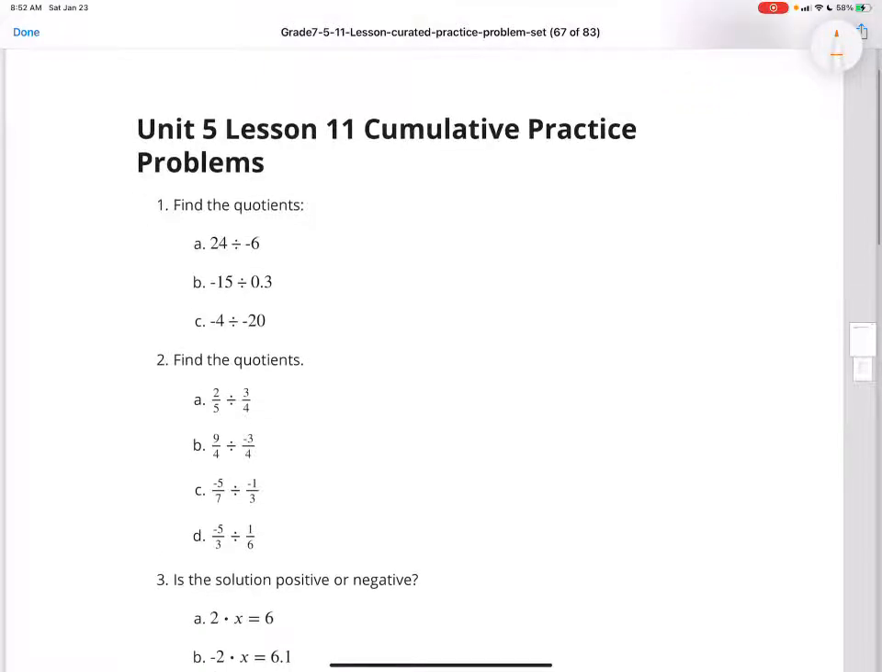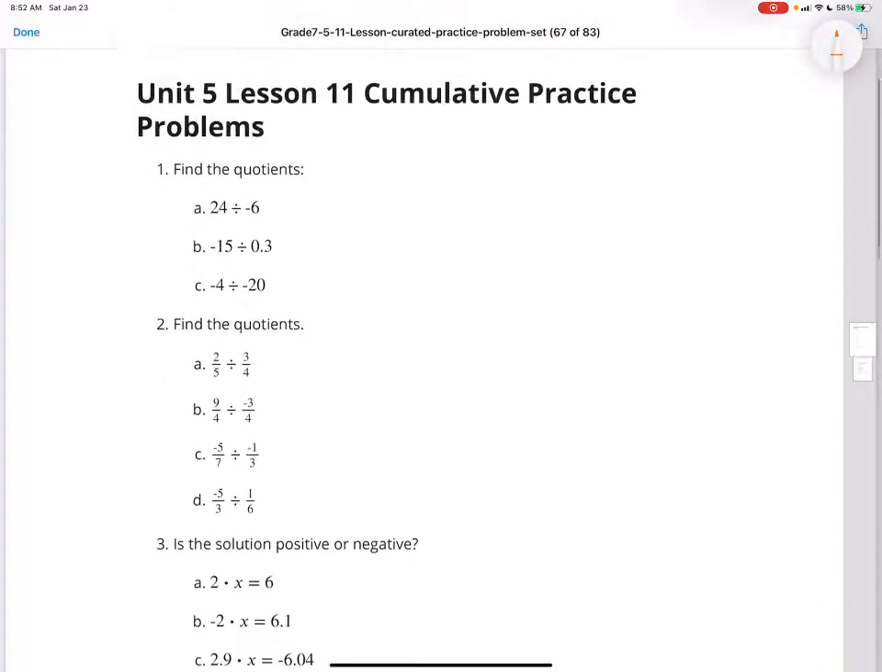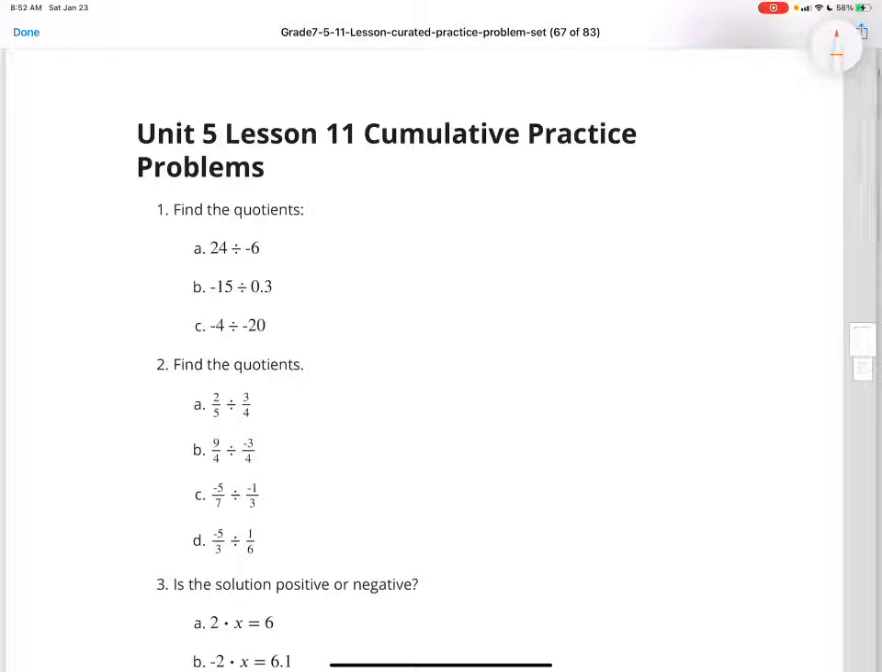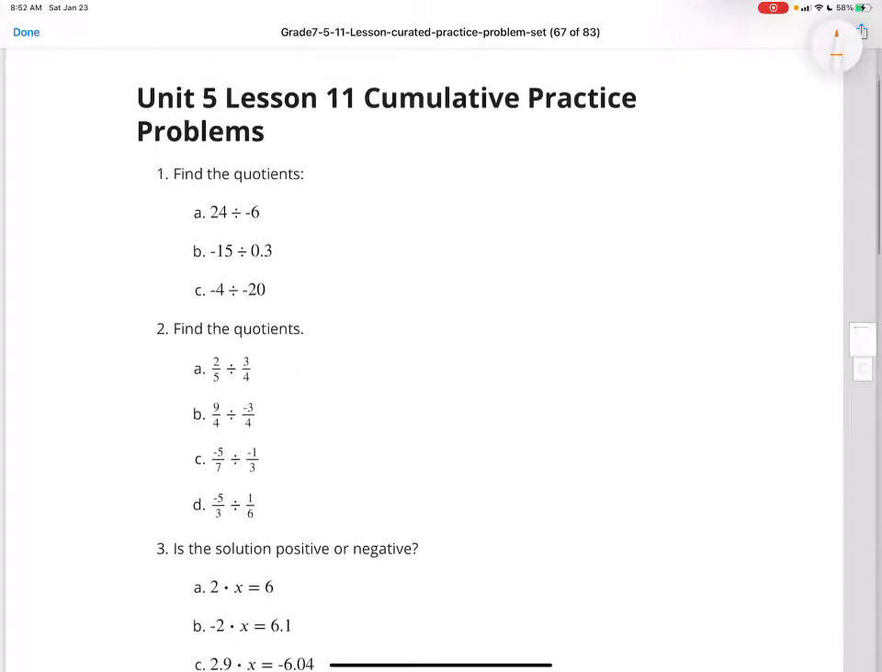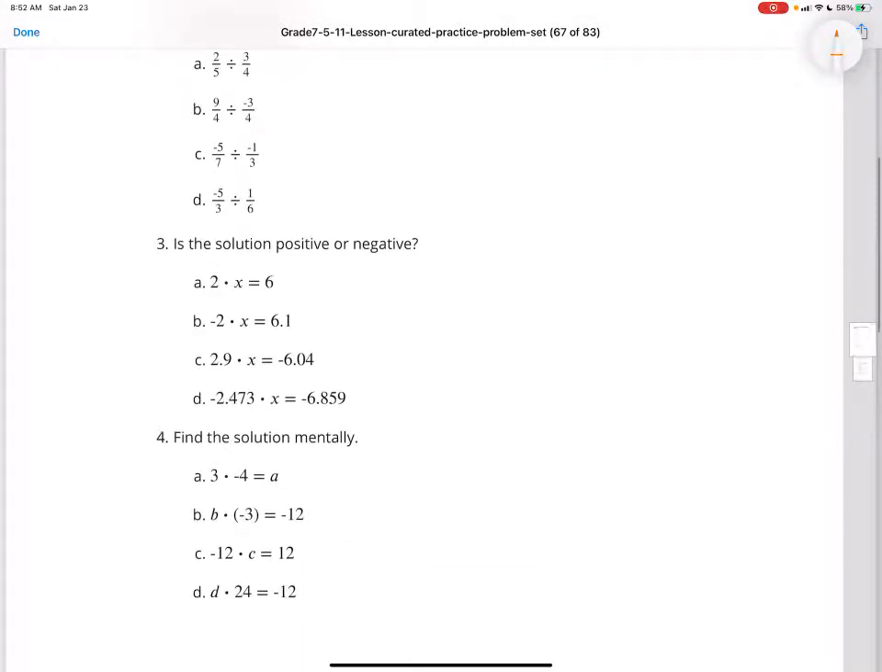Right, guys. So for the last question of this review, I'm looking at lesson 11, cumulative practice problems, question 3. Question 3 is asking, is the solution positive or negative? The reason I chose this question is because I think it's beneficial for you guys to know this. You're going to see a question similar to this on your quiz and on your assessment. All right, so let's get started with solving it.